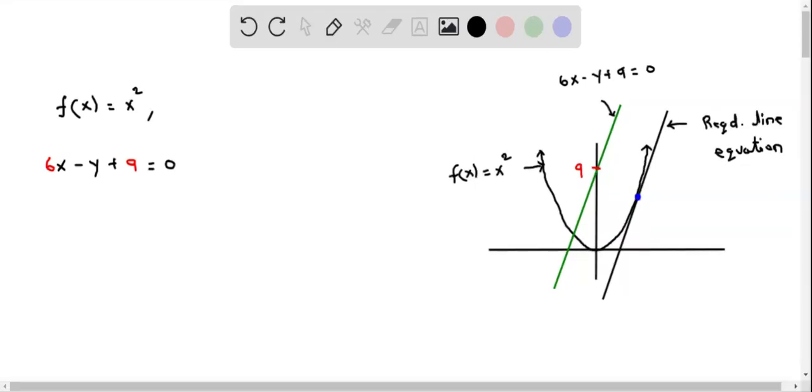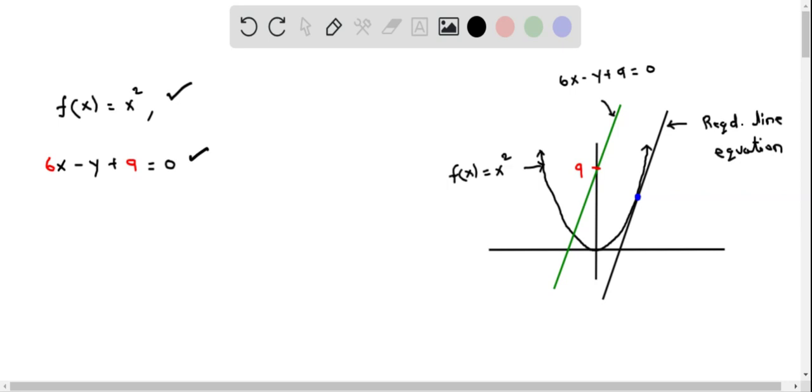We now determine an equation of a line that is tangent to the graph of f of x equals x squared and is parallel to the line 6x minus y plus 9 equals 0. So let's understand this diagrammatically. Here I have sketched the graph of f of x equal to x squared.